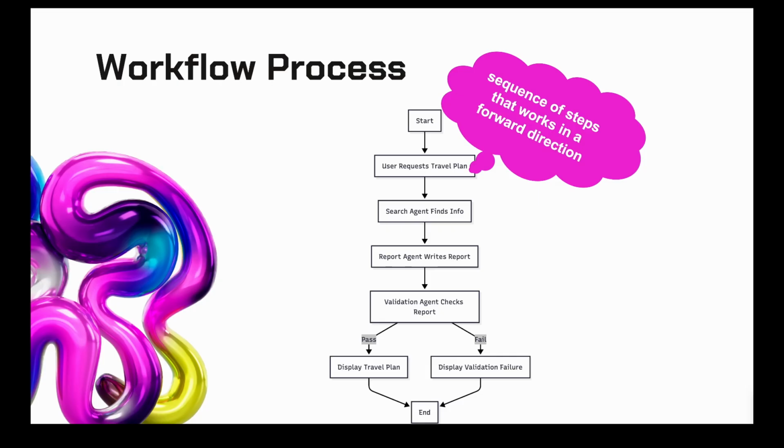There are two ways we can build a multi-agent system. One is the sequential flow. As you see here, when a user requests a travel plan, it first goes to the search agent. Then the search agent provides the information to the report agent. The report agent creates the report and passes it to the validation agent. The validation agent validates the report before passing it to the user. So this is a sequential flow.